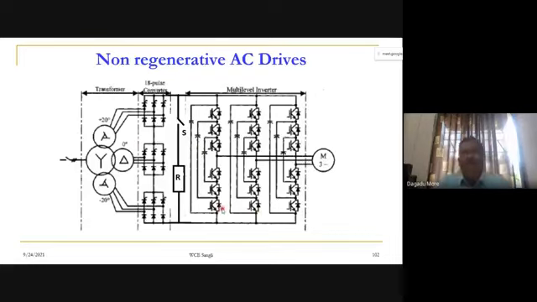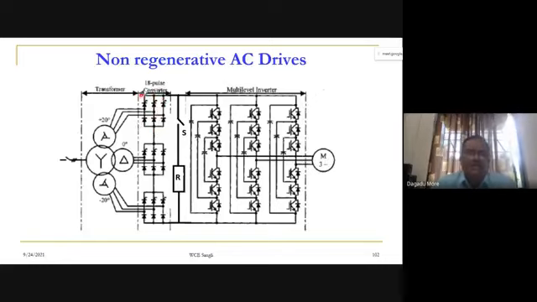Non-regenerative AC drive, and in that case the applications are the same as we have discussed. The only thing is that their configuration is different. Now here we can use a thyristorized converter. We can use diodes here. You can assume a 6 pulse converter. Here the lower side is diodes. The symbol is missing, we have to correct it.